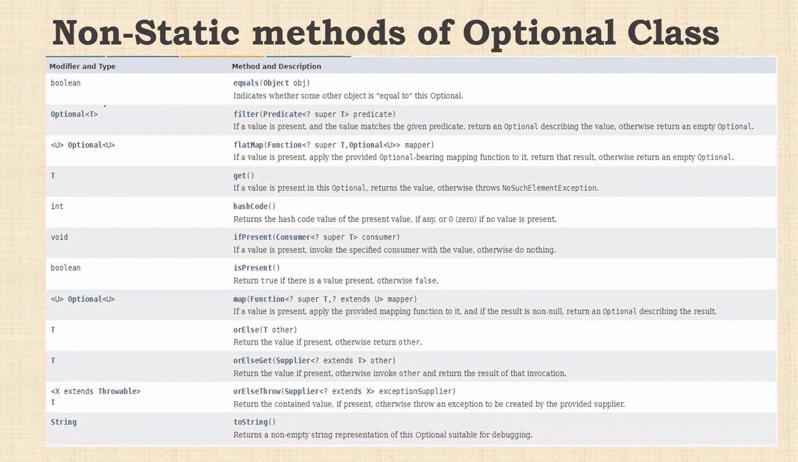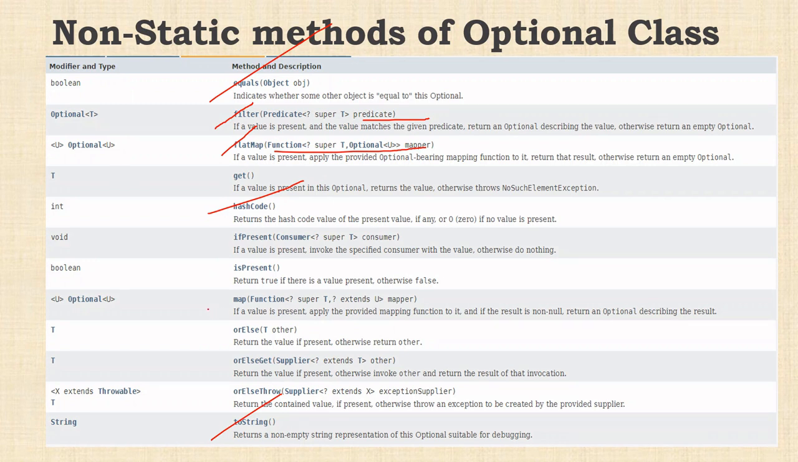Some of the methods are just equals, which is a very common method, hashCode, and toString. I think everybody is familiar with these methods. Then filter: in the Stream API we use filter to filter things. It takes one predicate and returns a boolean value, true or false. And flatMap we use to flatten the data, also the same as in the Stream API.